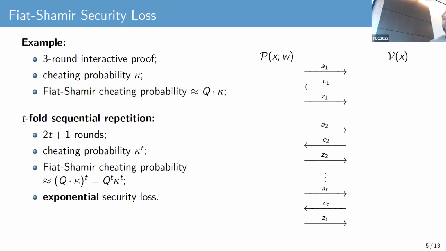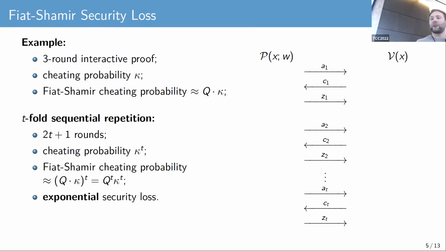So if we then look at a multi-round protocol, what we now do is we take the default sequential repetition of this 3-round protocol. Then we get a protocol with 2T+1 rounds. So this is a multi-round protocol. And you can show that the interactive protocol has cheating probability kappa to the power T, because now if a prover wants to cheat, it must cheat in all these T instances.